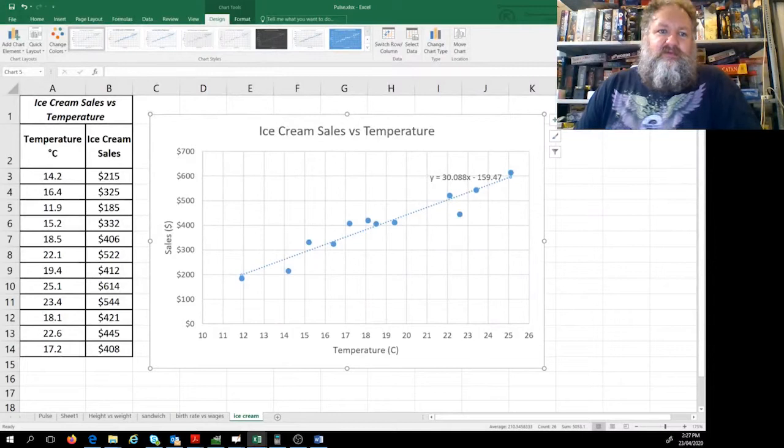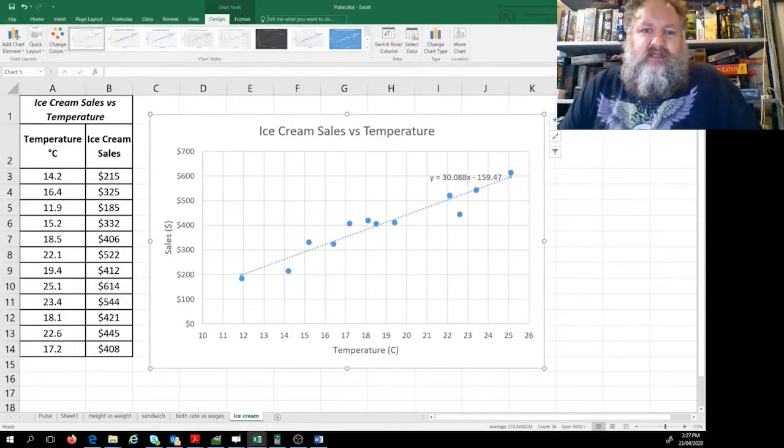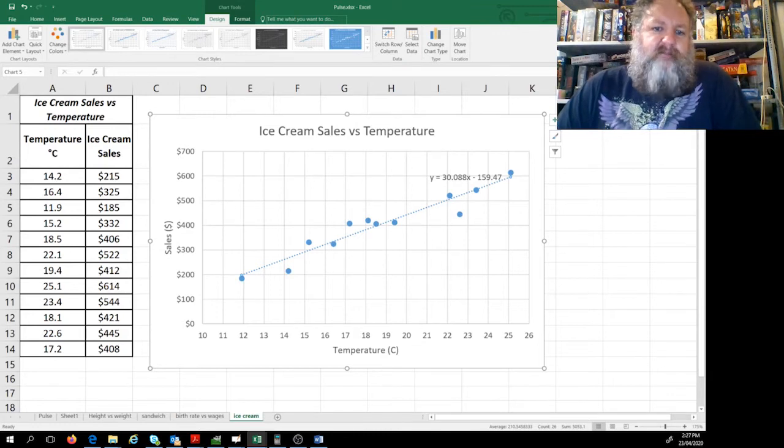Okay, last time we were looking at how to make scatter plots using Excel. We were talking about these ice cream sales versus the temperature of the day for the business that was running near the park there. There are some gaps in this data though.